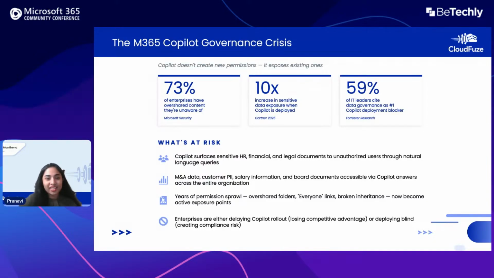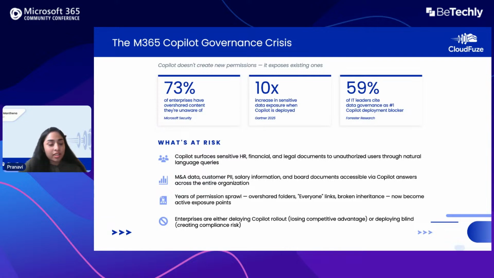Yeah, thanks, Anthony. Thanks for the overview on the migration side of things. I'll move on to the governance side of things. That problem Anthony just shared at the beginning of the webinar, the CIO's experience, is not just an isolated case. It's playing out at scale across enterprises right now. And the data actually backs that up. If you look at these numbers on the slide, according to Microsoft's own security research, 73% of enterprises have overshared content that they don't even know about.